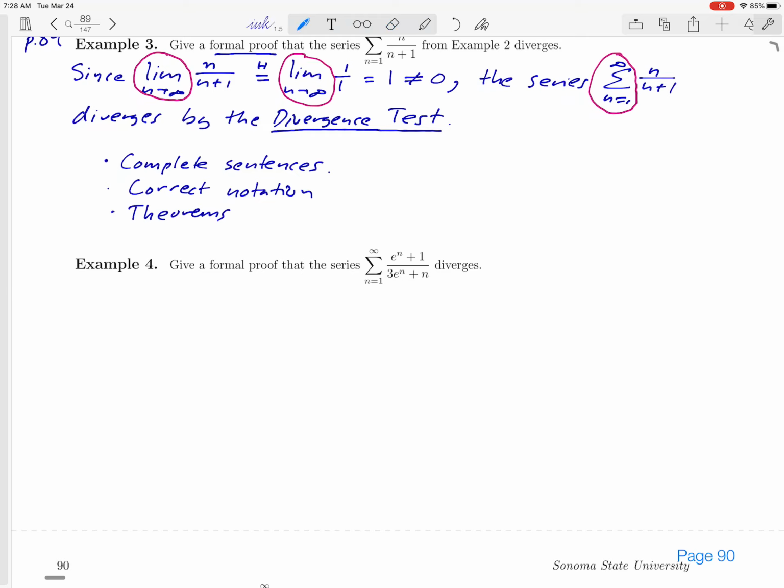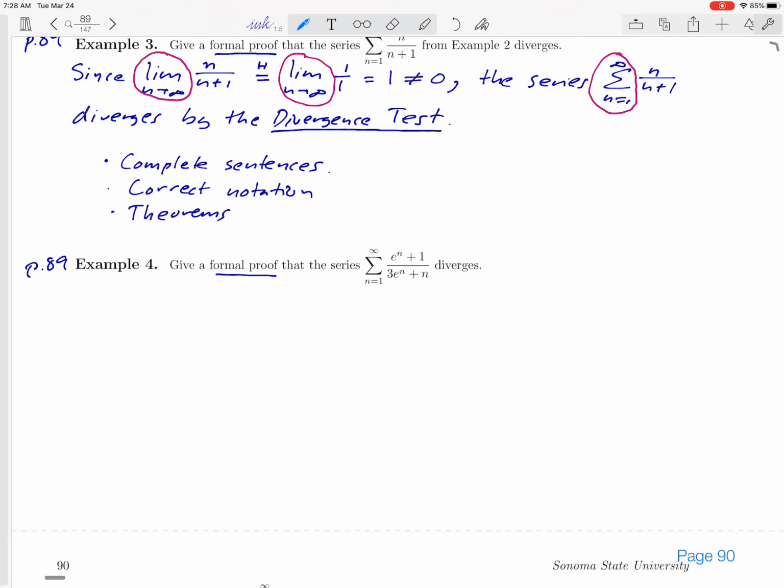Okay, so we're going to take a look at example 4 on page 89. Hopefully you've at least made an attempt to do this example on your own before you watch this video. They'd like us to give a formal proof that the series that we're looking at here diverges.